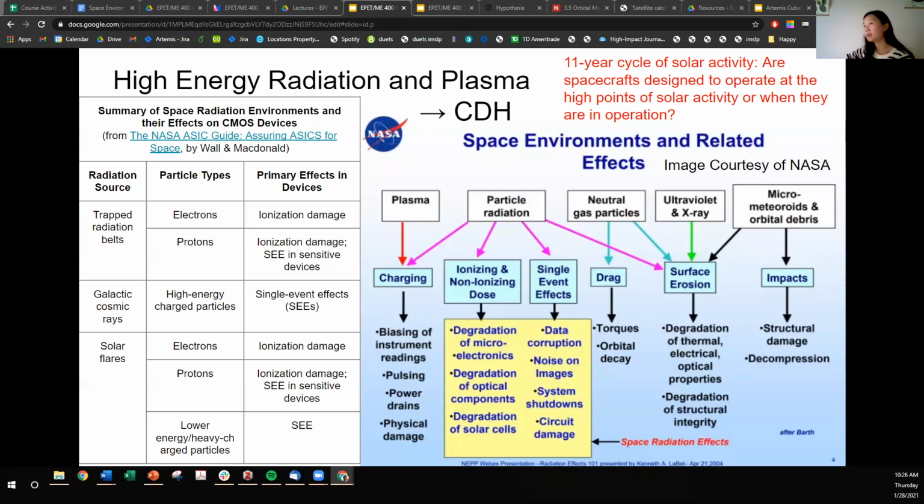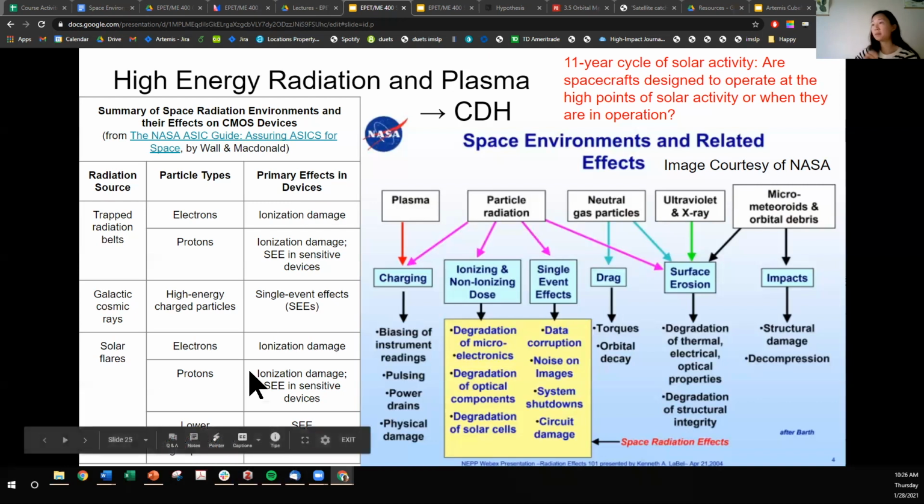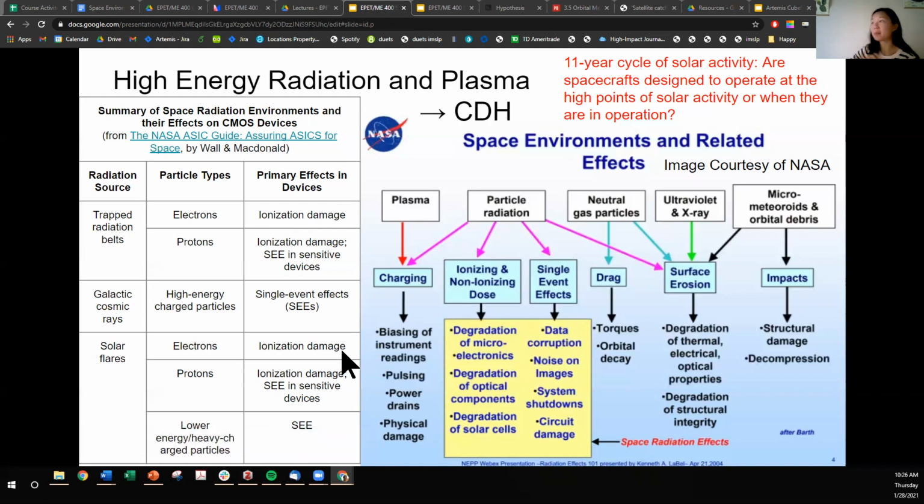So you'll see here there are many different radiation sources. They can be broken down into particle types and then the primary effects in the devices, which will be expanded upon in the command and data handling section.